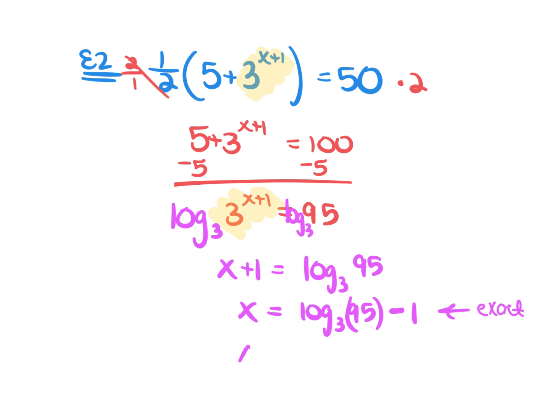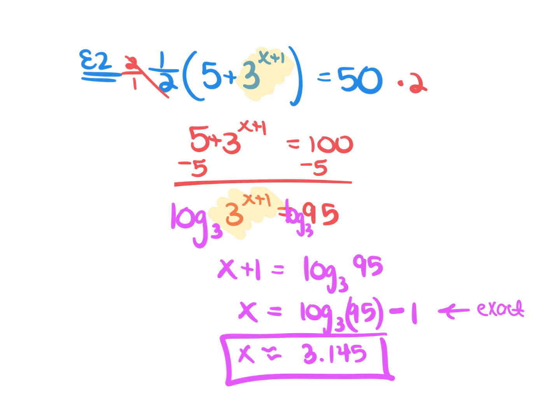But we have our Desmos, we can plug this in, and when we type it in, it'll spit out 3.145. And remember, you can always take that and plug it right back in here for x and see that it actually does equal 50.